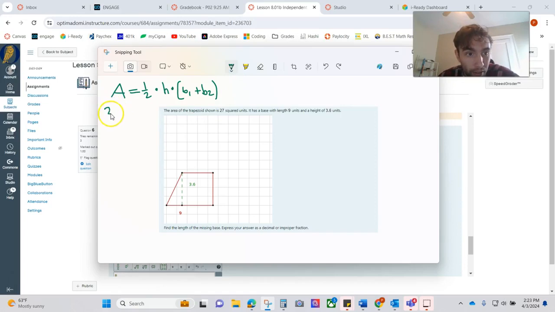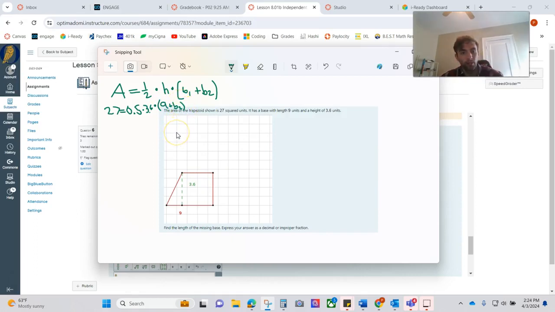So our area is 27. The 1/2 stays the same, but I'm going to write it as 0.5. They mean the same thing. 1/2 and 0.5, they mean the same, but decimals are easier for me than fractions. Times the height. Do we know the height? Oh, yeah, we do. 3.6 times adding the bases together. Looks like we're missing one of the bases. So 9 plus the second base.